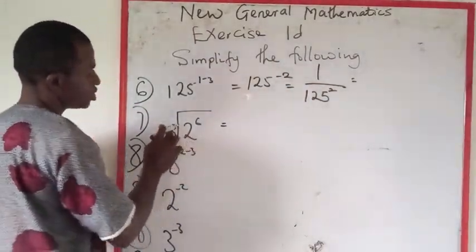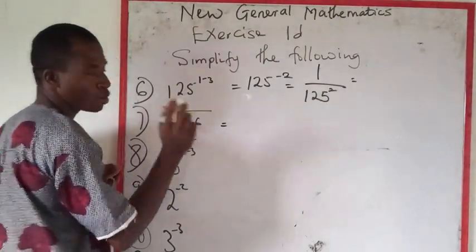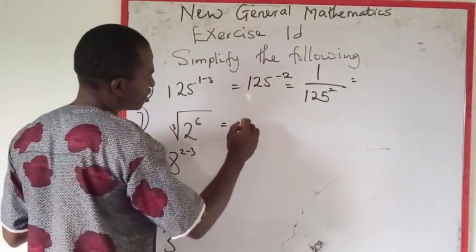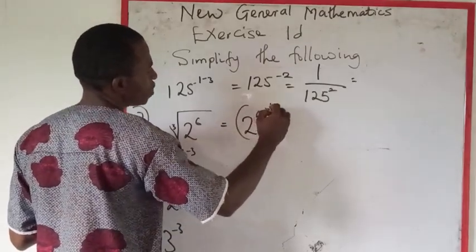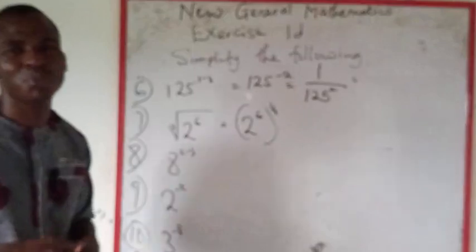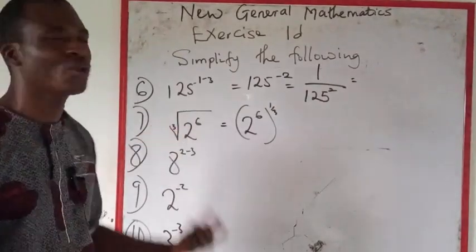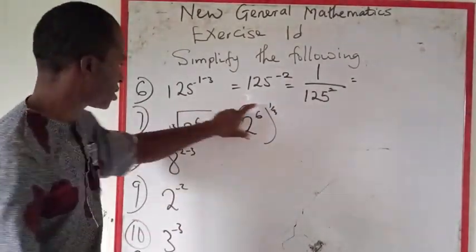Now this one, this is cube root of this. What we want to do here is to interpret it. This is 2 raised to power 6. It's the same thing as what? 1 over what? 3. Please know how to interpret these laws. This one is just our sixth law of indices. This one is the same thing with this.